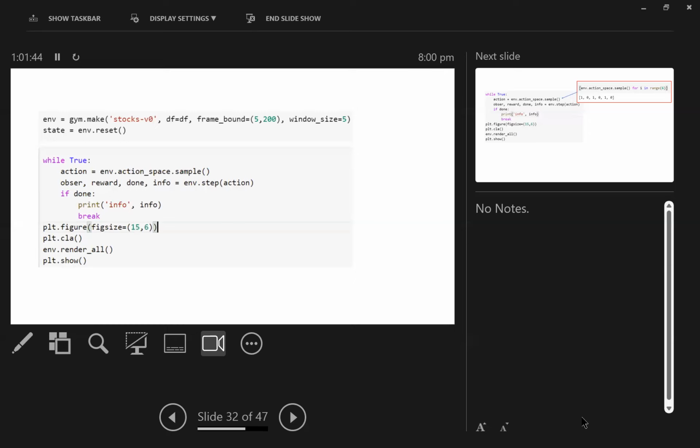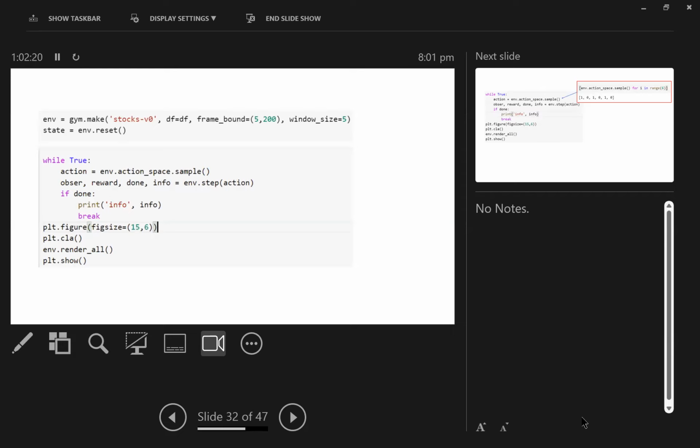I've checked this before. Basically, it's always 0. And anyway, the observation is the new window, and you can check it yourself. And then you keep on doing that until done. That means that you have reached enough steps, because your window is only 200. So eventually your window will move to the end of this period, and done will be true. Okay, so this is what you have.